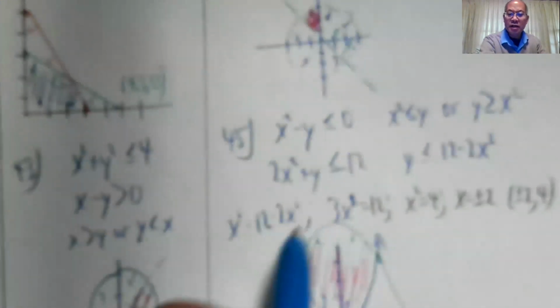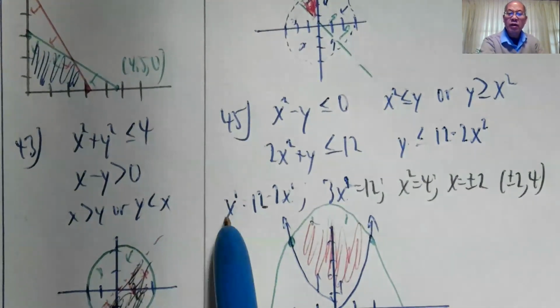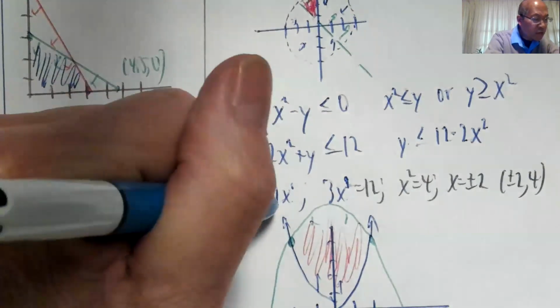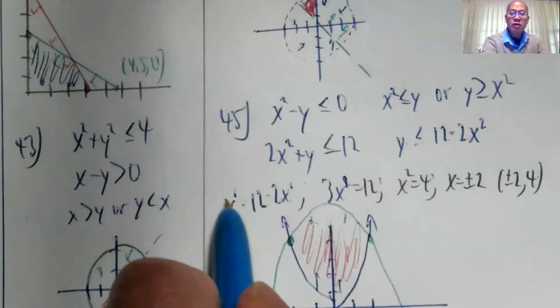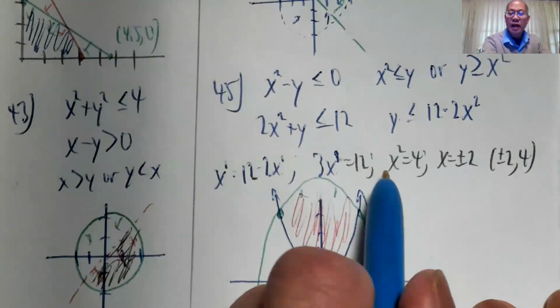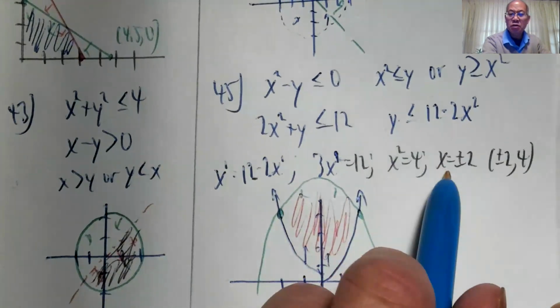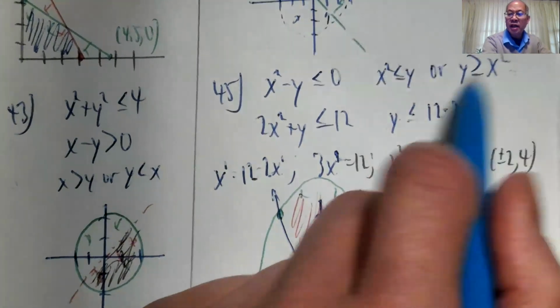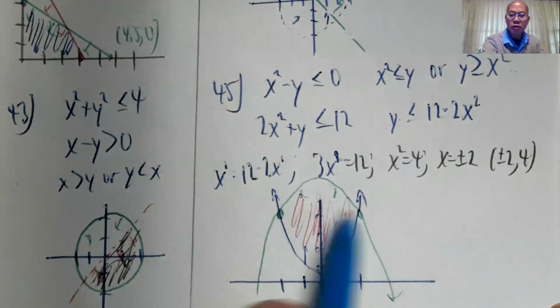First, I decided to find out where they touch. So set them equal. X squared equals 12 minus 2x squared. Add 2x squared to both sides. 3x squared equals 12. X squared equals 4. So x is plus or minus 2. Okay, and if I plug in, I get 4. So plus or minus 2, 4 is where they touch.